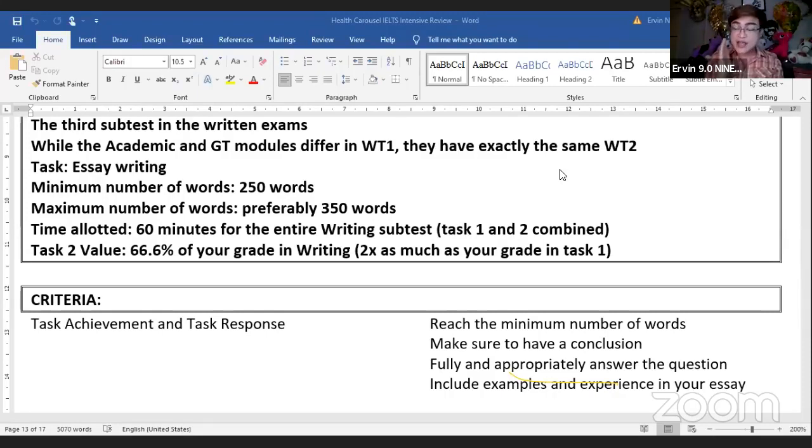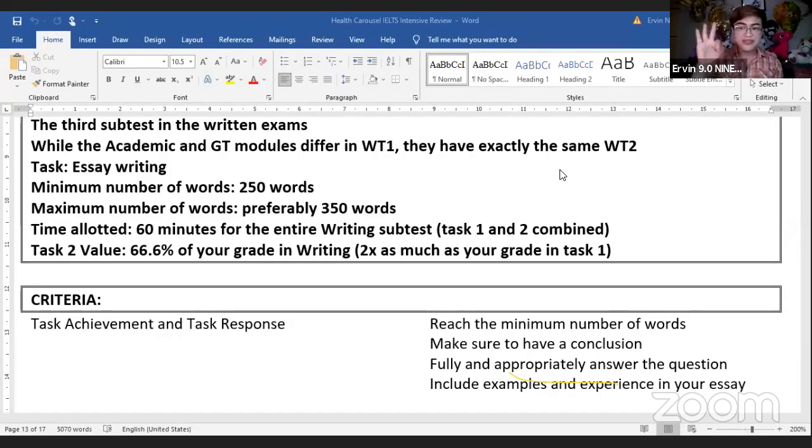Even if you have a conclusion, but your writing task has less than the required number of words, that means to say your writing task is incomplete. The only time we say your writing is complete is when you have a conclusion. It has a proper closure plus minimum number of words. Now, let us proceed to number three.